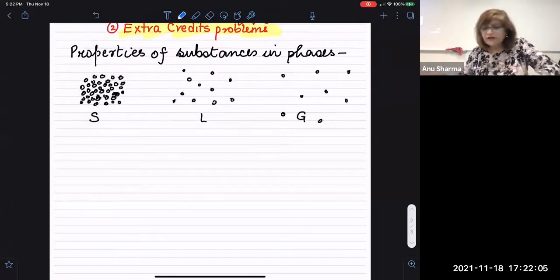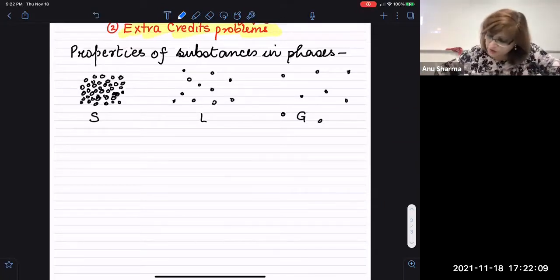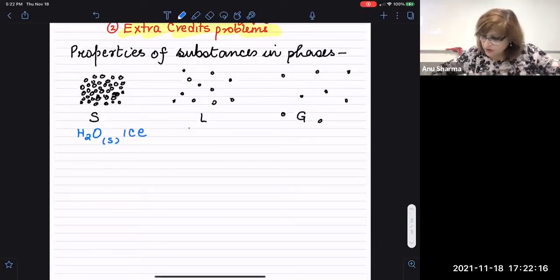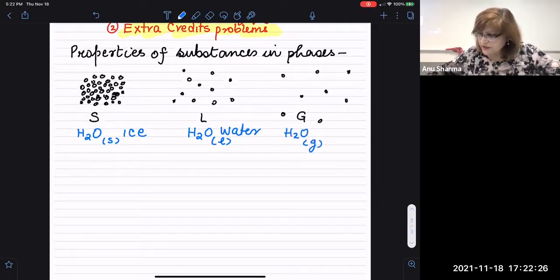Now, secondly, how did we know that these particles were arranged this way? For example, look at water. Water as a solid is ice, water in a liquid state is just plain water as we know it, and water in the gaseous state is steam. I'm going to just put it as water vapor.